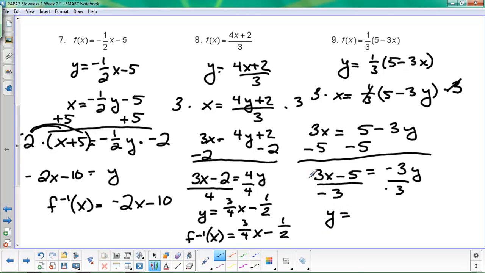y equals negative x plus 5 over 3. This becomes the 1, and that becomes the 5/3. A negative over a positive is a negative, and a negative over a negative is a positive. f to the negative 1 of x equals negative x plus 5 over 3.